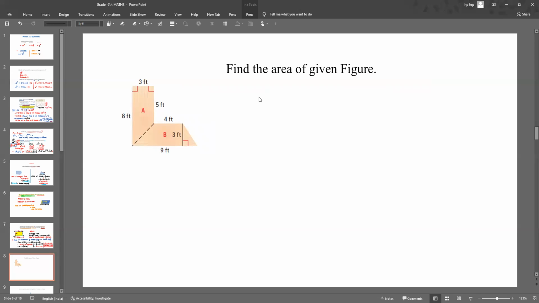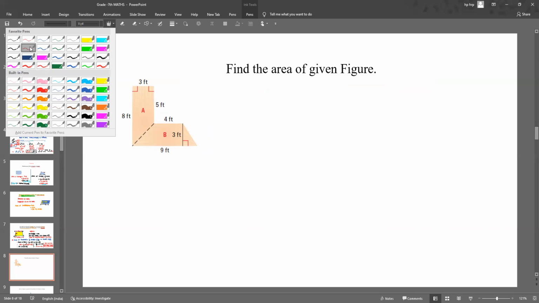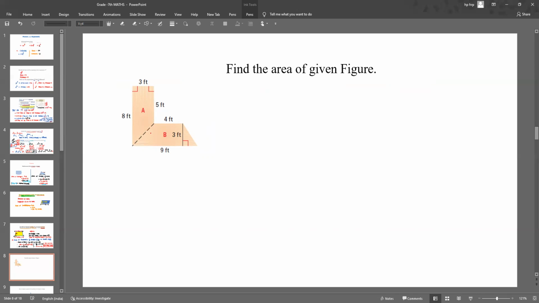So you can see that in this given figure, you have to find the area. Now in this figure, how can we say it is a trapezium? You can see this dotted line. This figure can be divided into two parts, A and B. A is a trapezium and B is another trapezium. So here A and B are trapezoids, or we can say trapezium.